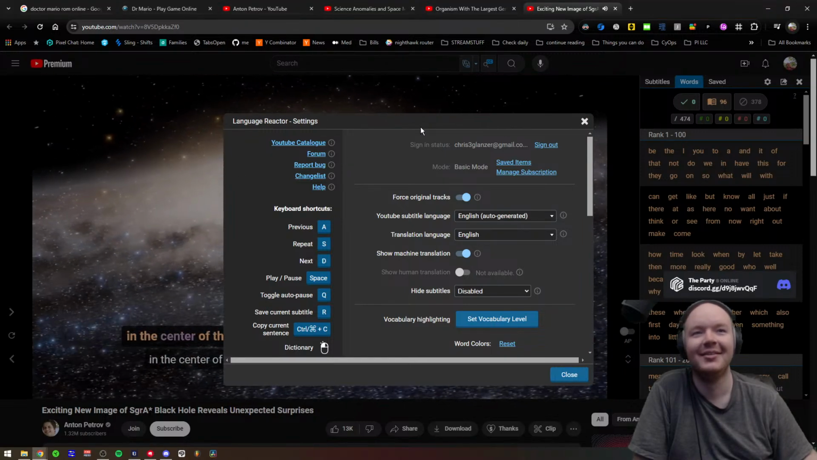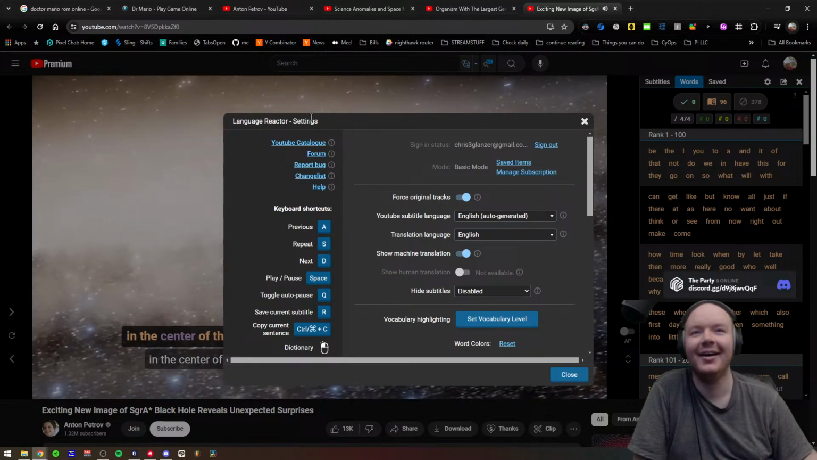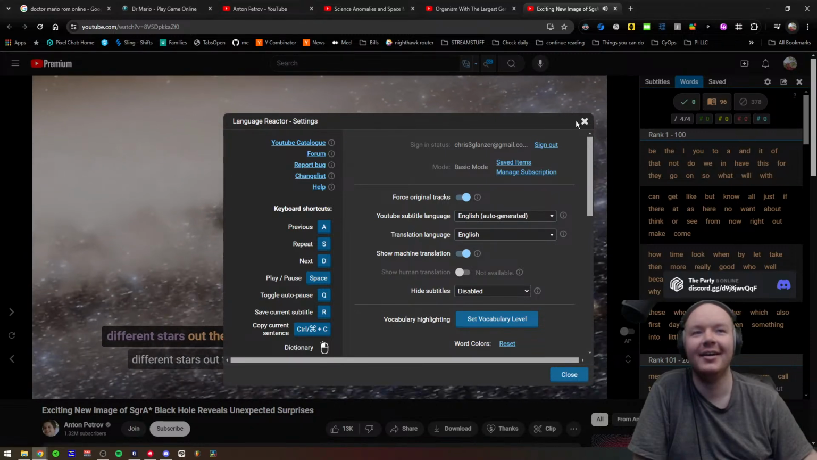Massive amount of gas in the center of the galaxy, and just by the fact that there are billions of different stars out there producing all sorts of emissions.